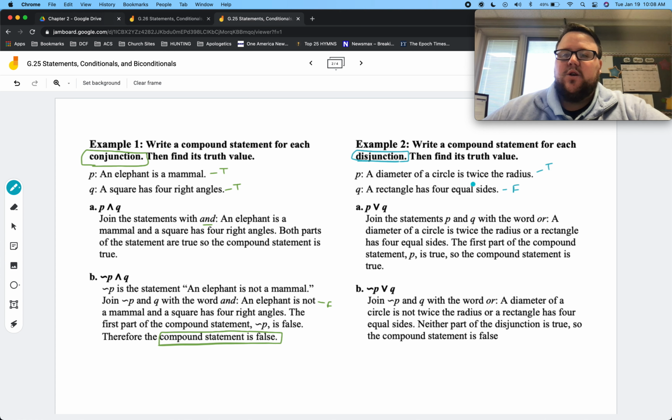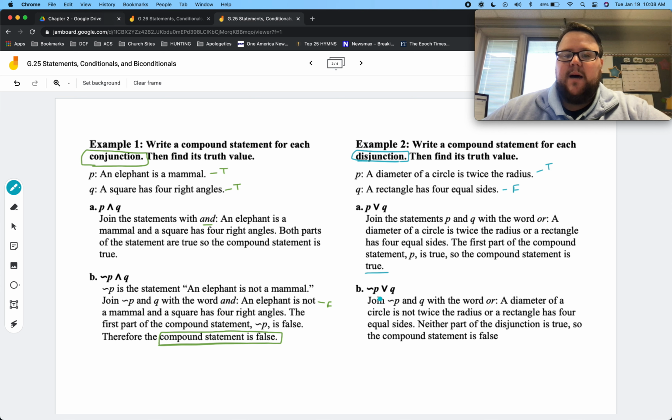A diameter of a circle is twice the radius, or a rectangle has 4 equal sides. Well, remember, it's an or, so not both of them have to be true. Only one has to be true. And so the diameter of a circle is twice the radius. So therefore, the compound statement is true, even though a rectangle has 4 equal sides is false.